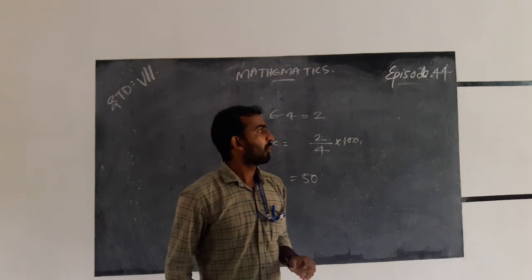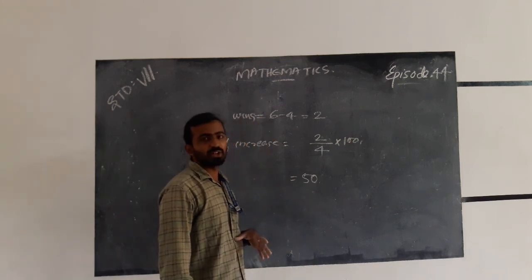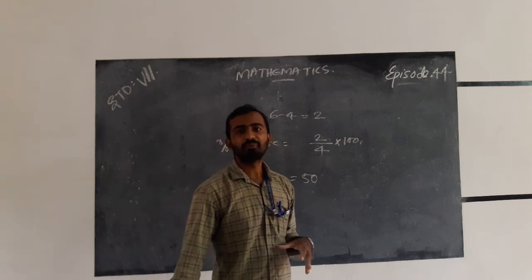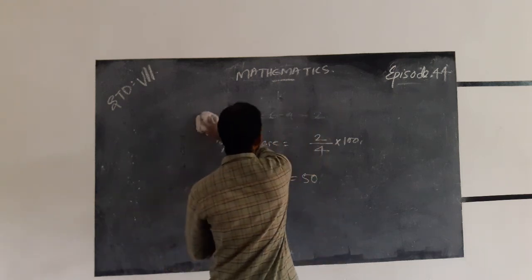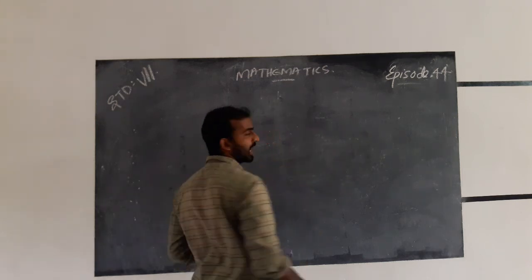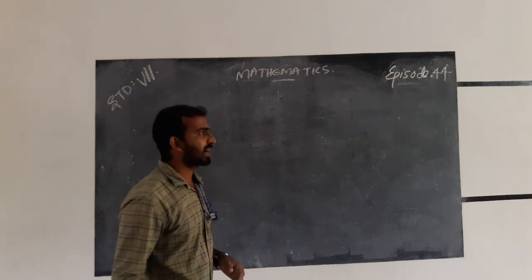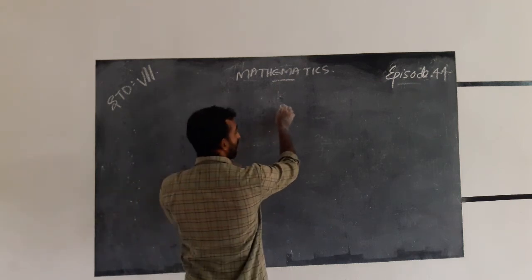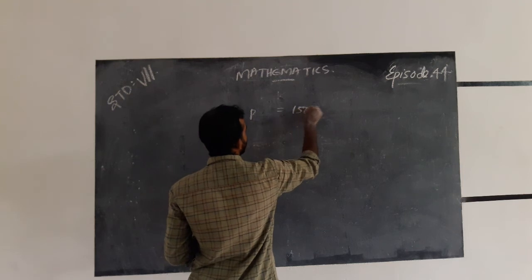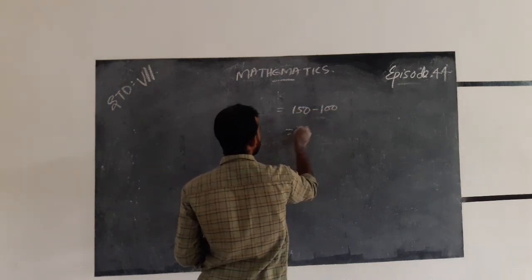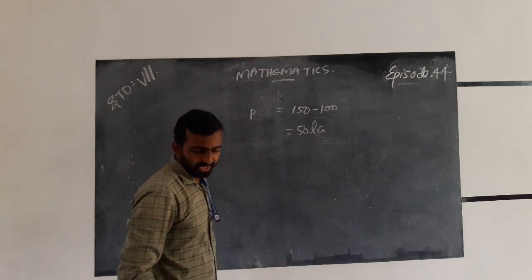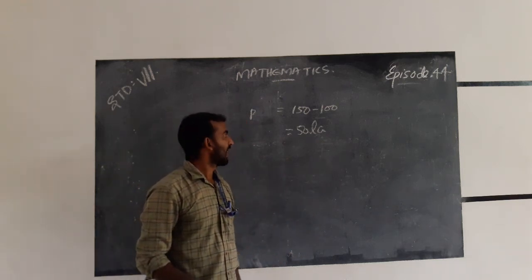The decrease in the number of persons is equal to 150 minus 100, which is 50 lakhs. Is it clear? Yes.